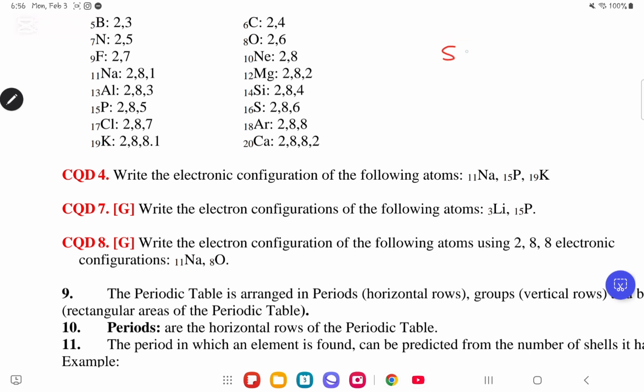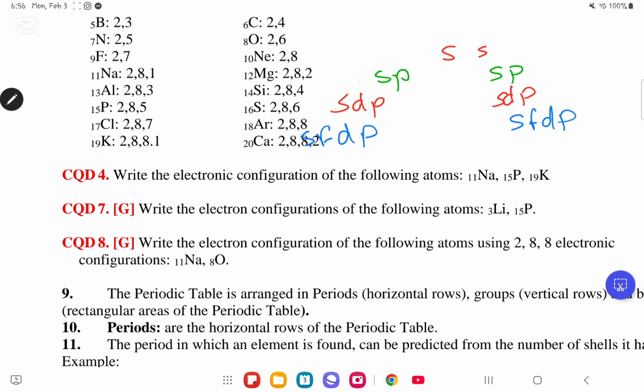So this is a method that I use. It's like SS, then SP, then DP, SDP, and then SFDP. So if you want to use the SPDF method, you're gonna have to memorize it like this, okay? So this is 1, 2, 3, 4, 5, 6, 7, 8, and whatever.